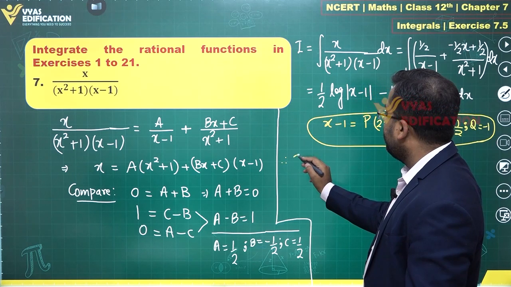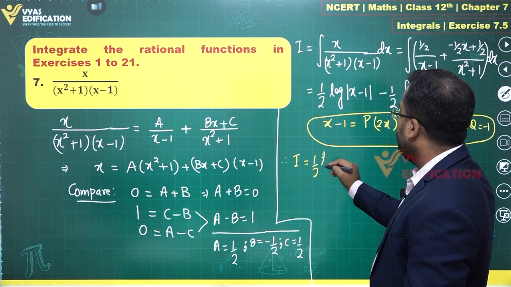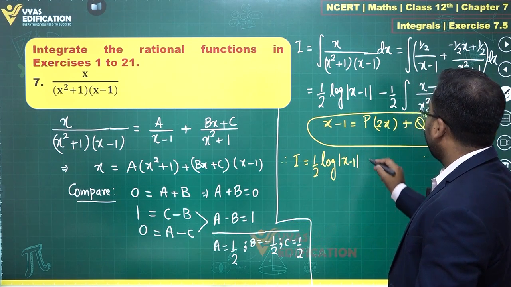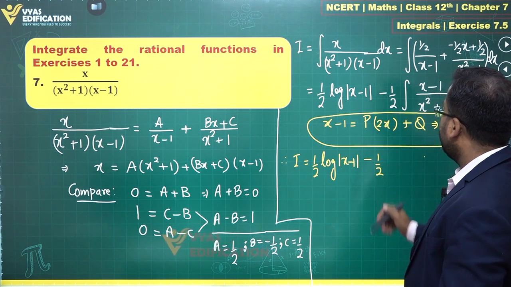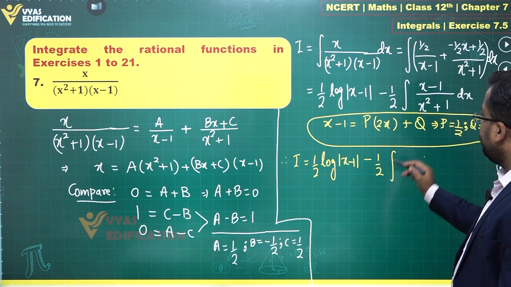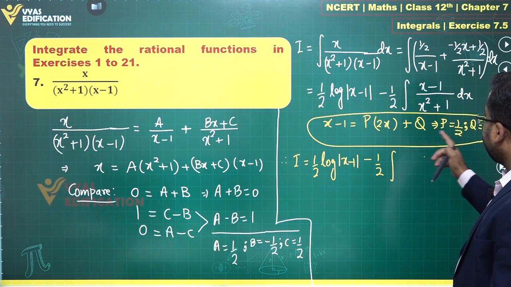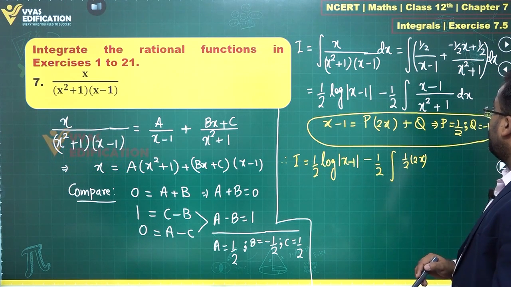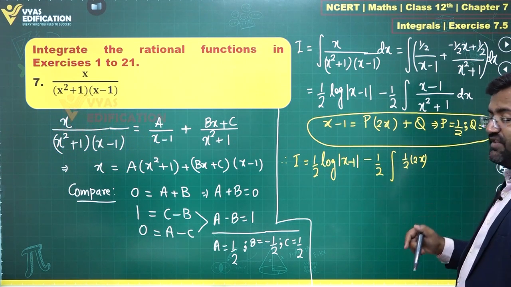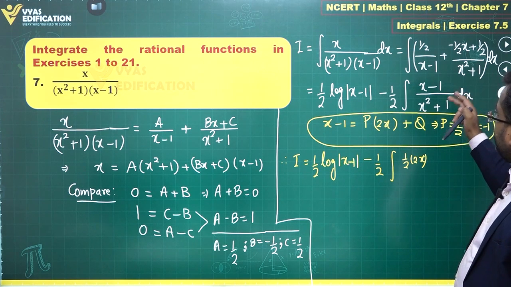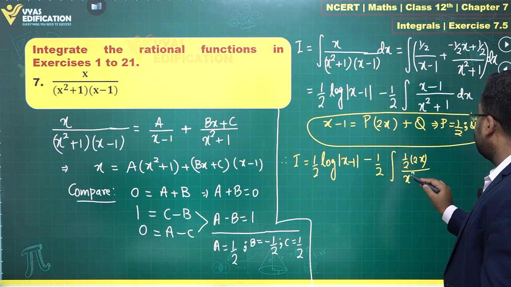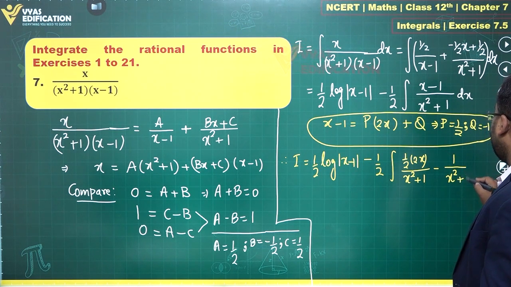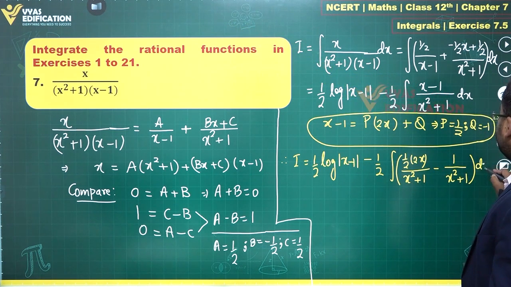So therefore I is equal to half times log modulus x minus 1, minus 1 by 2, okay, and this integral will be separated as half times 2x, and you have minus 1 which is extra. So minus 1 upon x square plus 1, that's one term, and you have minus 1 upon x square plus 1 times dx. This is what you get, right?